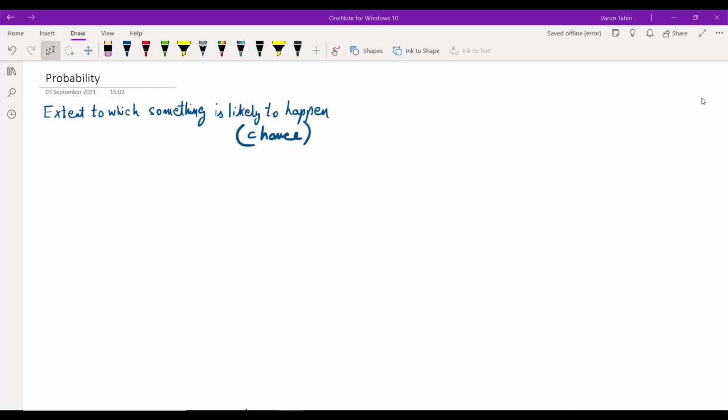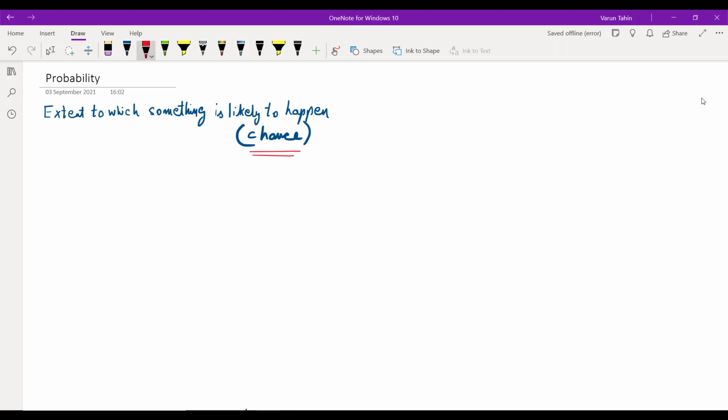Now that we have understood the concept of inferential statistics, let's move on to probability. Probability is the extent to which something is likely to happen. You might have come across the word probability in the past also. It is all based on chance. We'll try and understand this with the help of an example.